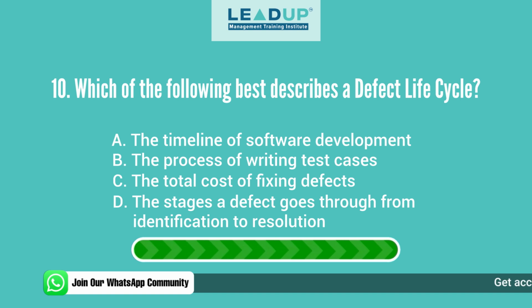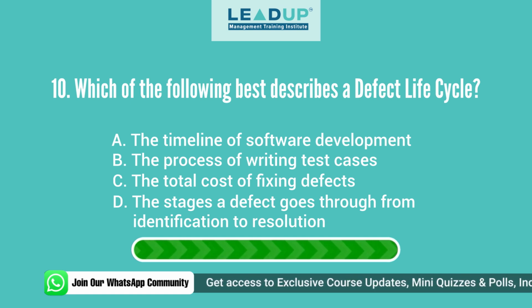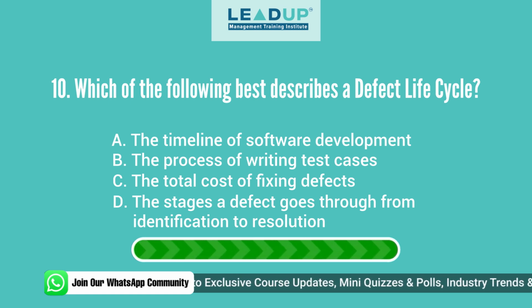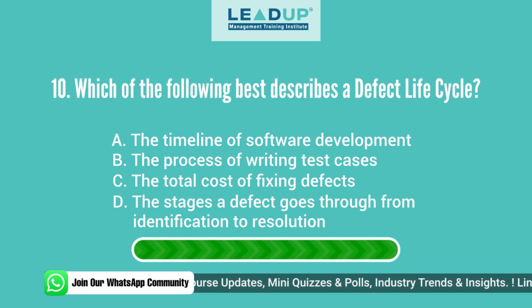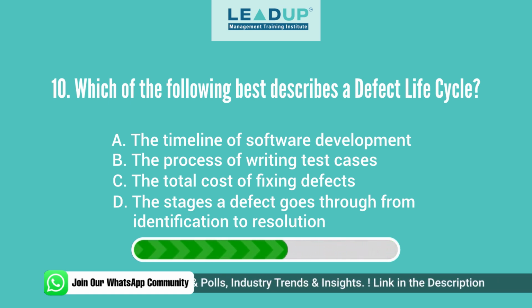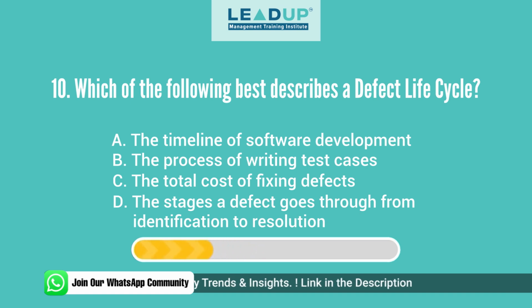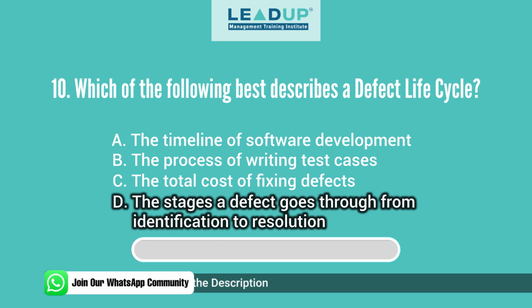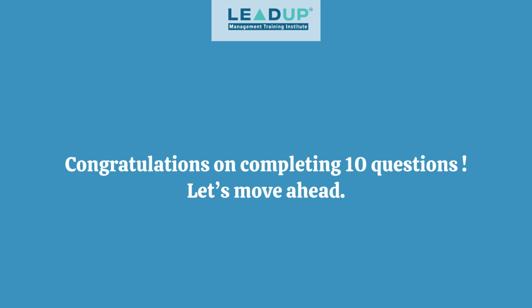Question 10. Which of the following best describes a defect life cycle? A. The timeline of software development. B. The process of writing test cases. C. The total cost of fixing defects. And D. The stages a defect goes through from identification to resolution. The answer is the stages a defect goes through from identification to resolution. Congratulations on completing 10 questions. Let's move ahead.